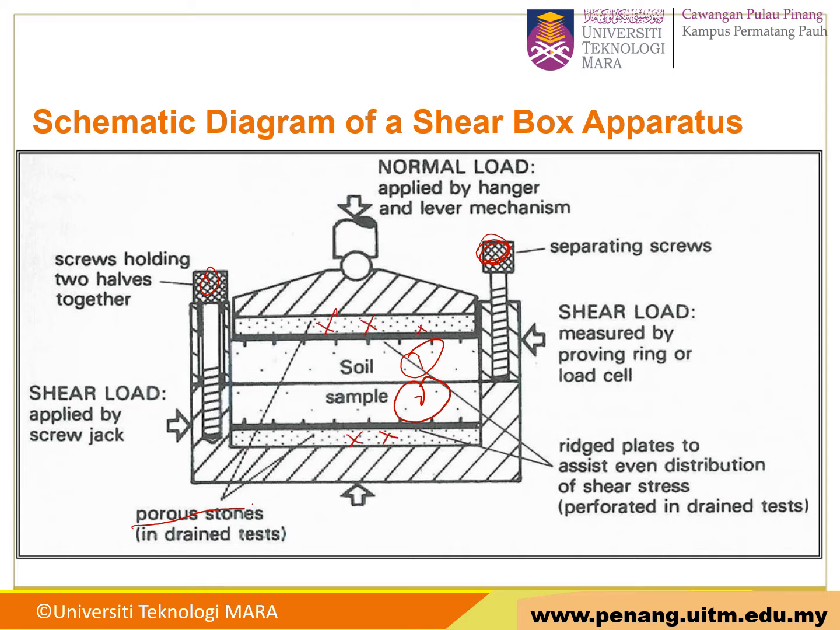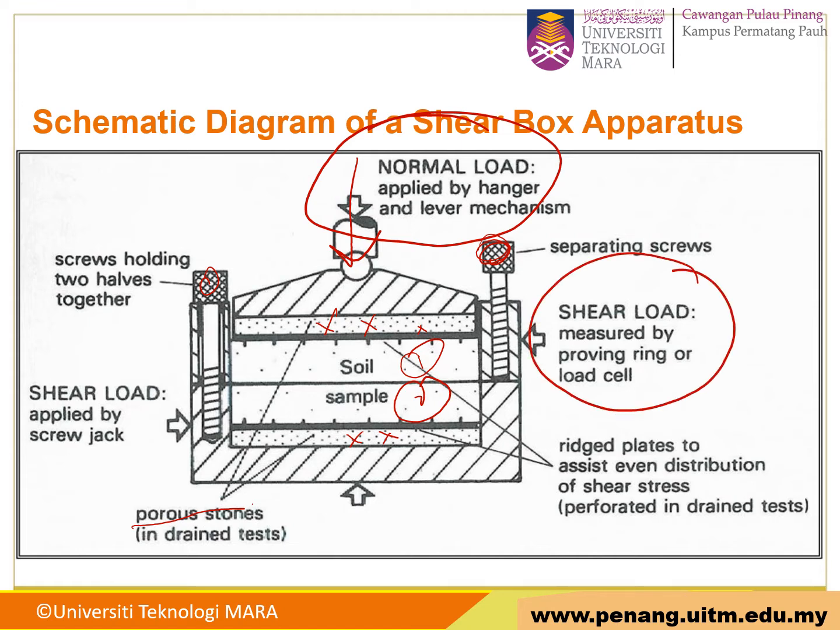Then we have the normal load applied at the top, applied by a hanger and lever mechanism. So we apply the normal load here, and on the right-hand side is the shear load, measured by a proving ring or load cell. So what we do is apply the normal load at the top, and after that we apply the horizontal shear load and shear the soil until it fails.